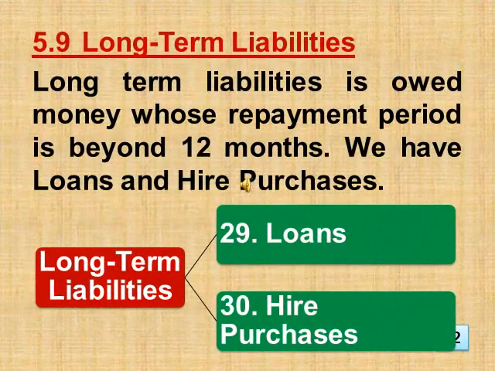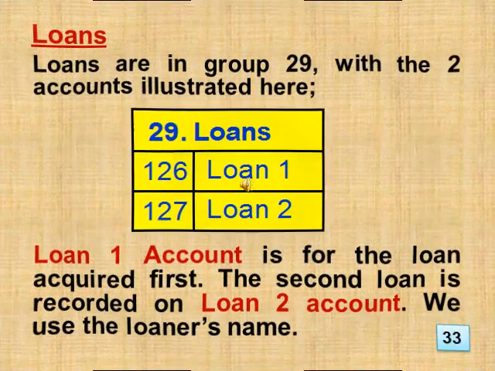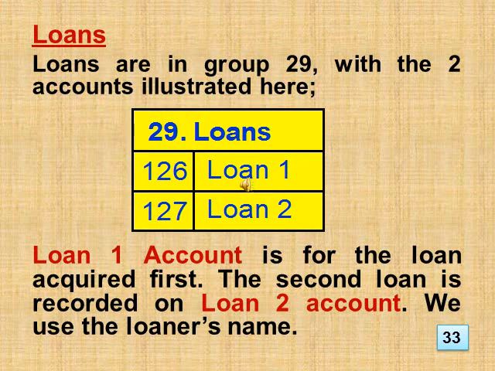Section 5.9. Long-term liabilities. Long-term liabilities is owed money whose repayment period is beyond 12 months. We have loans and hire purchases. Loans are in Group 29, with the two accounts illustrated here. Loan 1 account is for the loan acquired first. The second loan is recorded on Loan 2 account. We use the loaner's name.